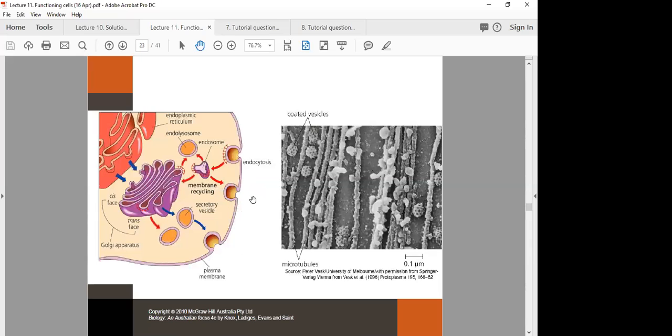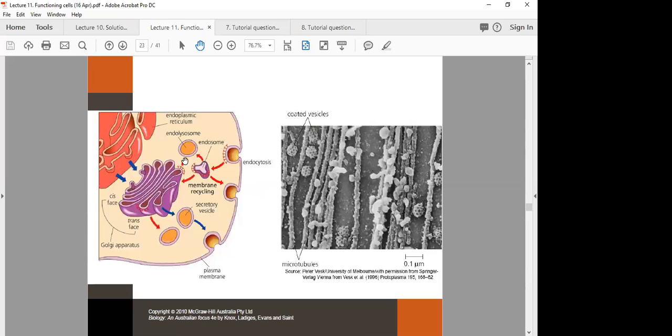All right, so the import of substances into the cell is called endocytosis, whereas the export of substances, as we saw down here, is called exocytosis. And of course, these two processes balance each other out. Now, here's another example of where a vesicle that buds off from the Golgi might end up.